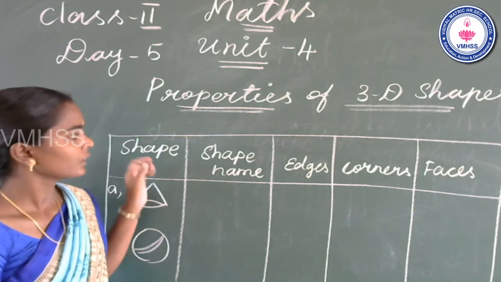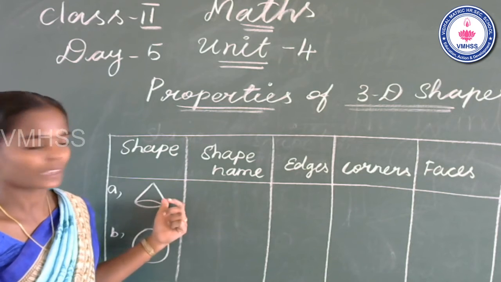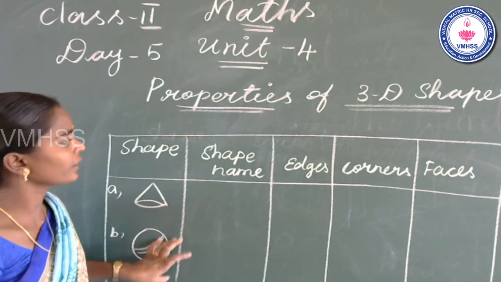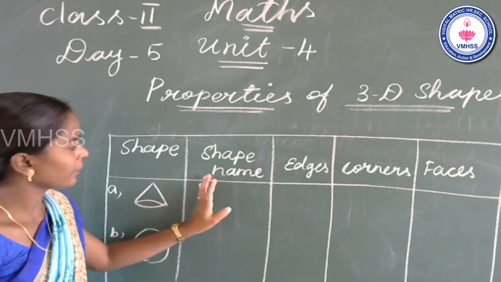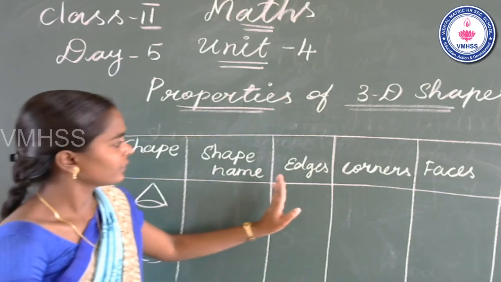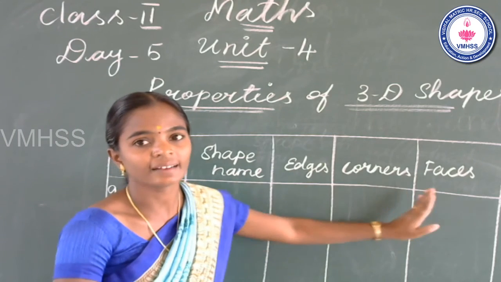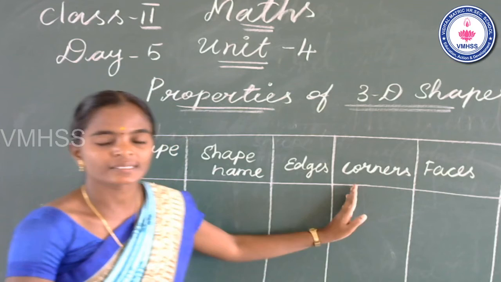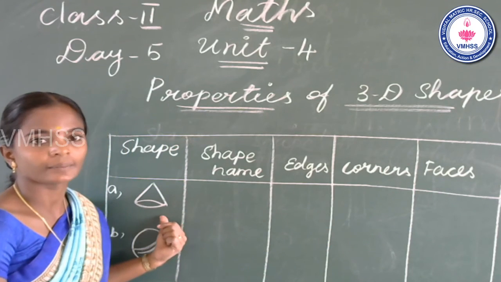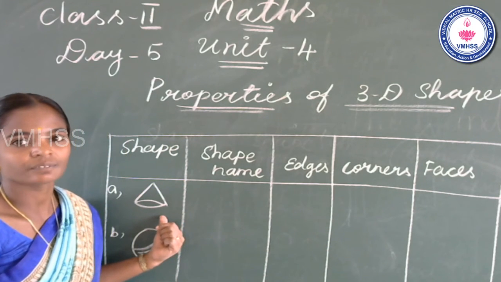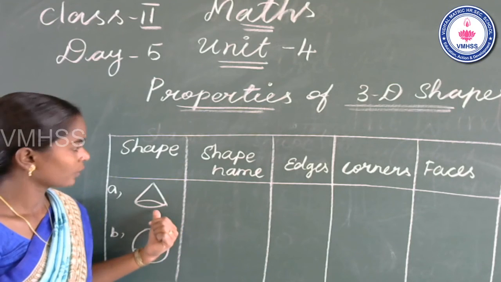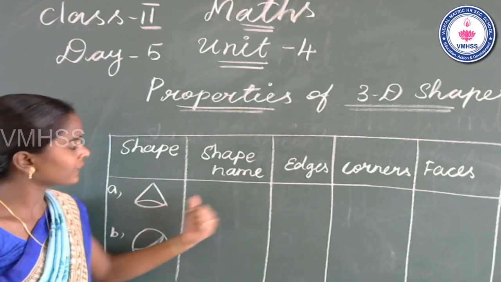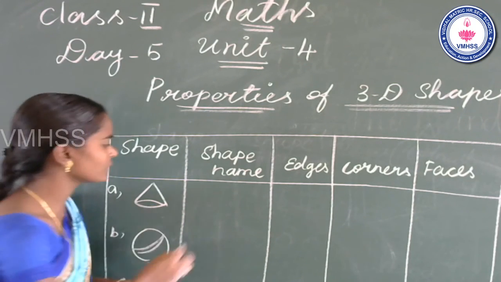Students listen. So first shape. In the first column, the shapes are given. Next one is shape name, then edges, corners and faces. What is the shape? Cone. Okay, first we write the shape name. So this shape is cone.